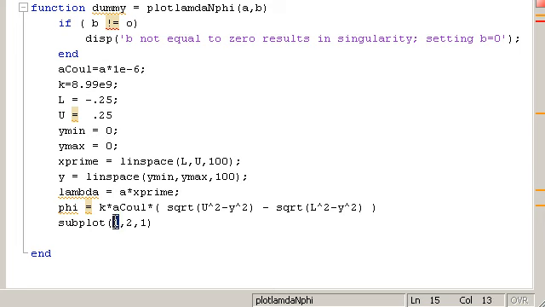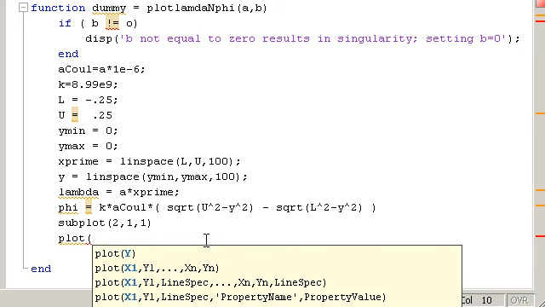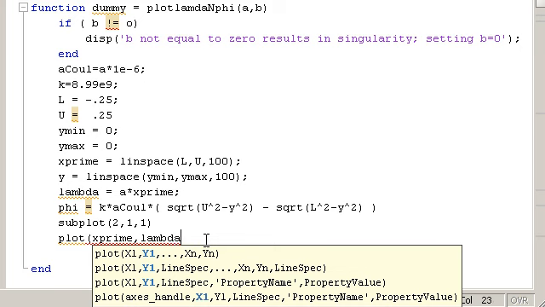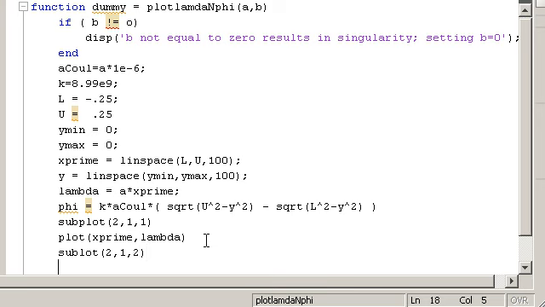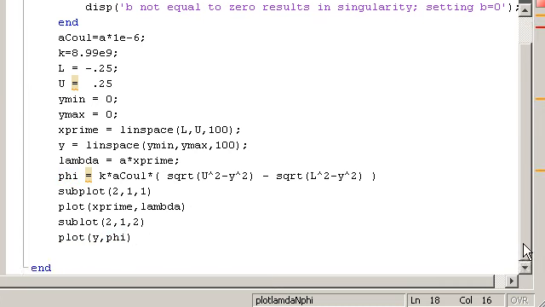No, I believe I'm going to go 2, 1. 2 rows of 1 element each, and then get in the very first box and plot lambda, so it's x prime comma lambda, and then subplot 2 comma 1 comma 2, the second box, plot y comma phi. If we did it right, the latter plot should just be all zeros.